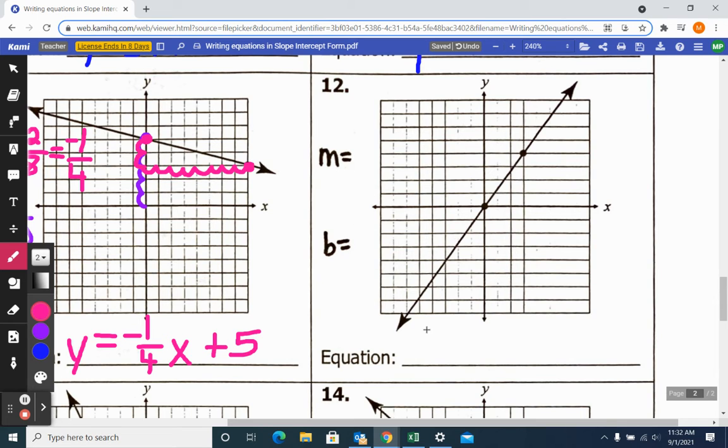Next one. What's your y-intercept? 0. And then count from point to point. So from this point to this point, it goes up 1, 2, 3, 4. Over 1, 2, 3. So 4 over 3. How do I write that as an equation? Y equals 4 over 3 x.